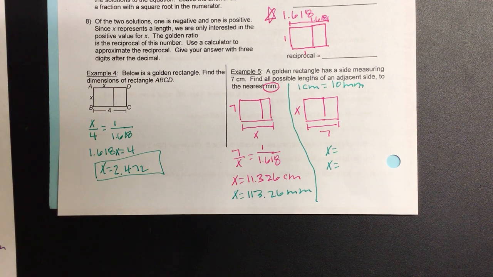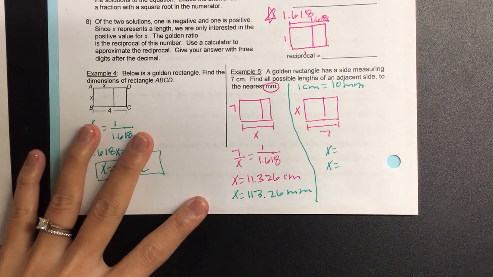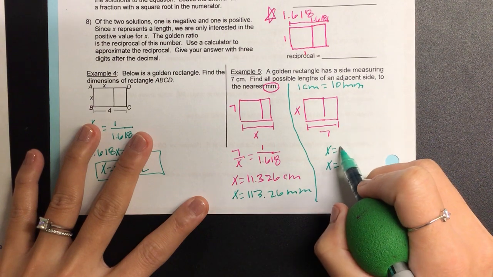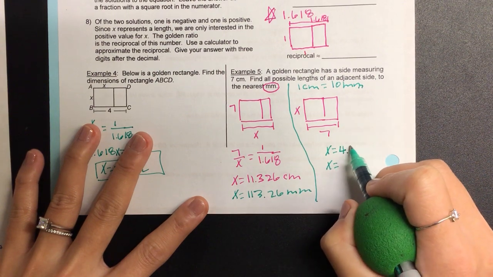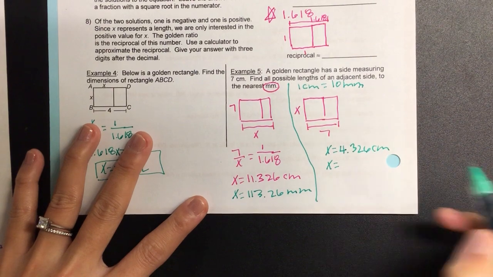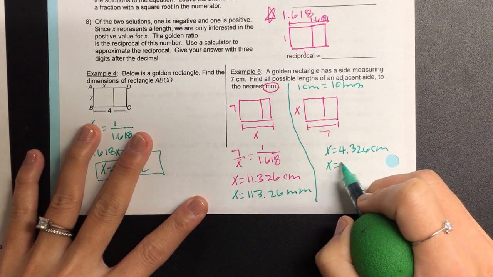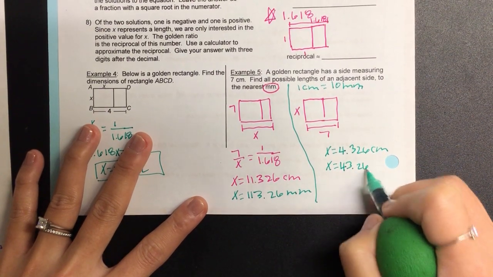Should this number be smaller or bigger than the previous one? Should be smaller. What do we have? 4.326, that's in centimeters. If I want this in millimeters, we have 43.26 millimeters.